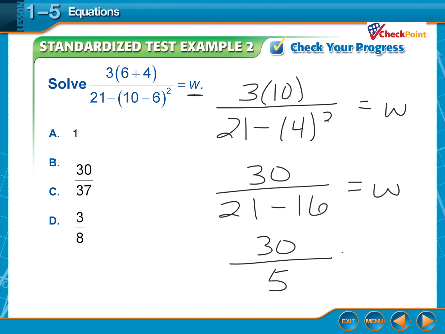It is 5. 30 over 5 is 6. 6 is your D, right? On your notes? Good. Our answer is 6. So W equals 6. So all we did there was use PEMDAS to solve for W because W was already by itself.